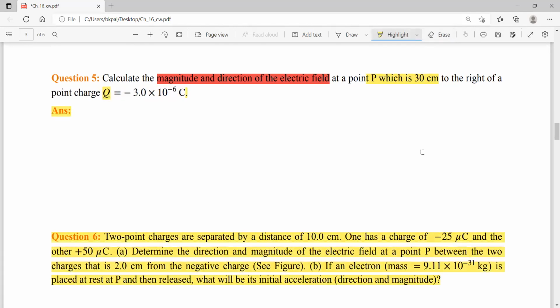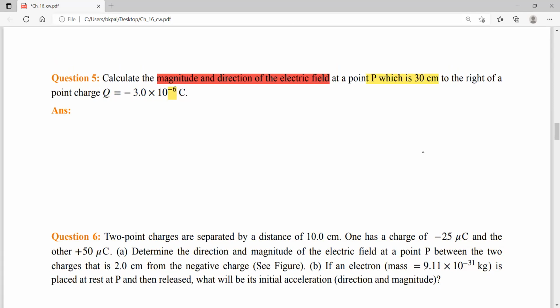So we have this point charge. All right, if I draw the situation, it's something like this. We have a charge Q whose magnitude is -3 microcoulomb, and it asks us to calculate the magnitude and the direction of the electric field somewhere here, that is 30 centimeters. So this is a negative charge.